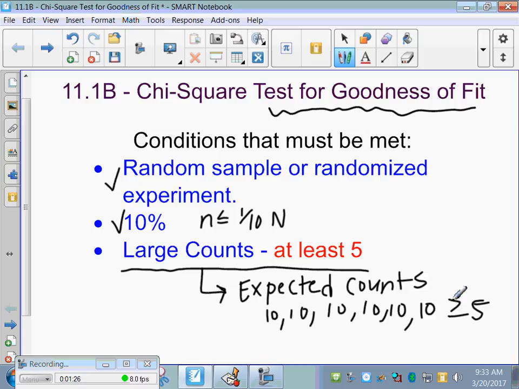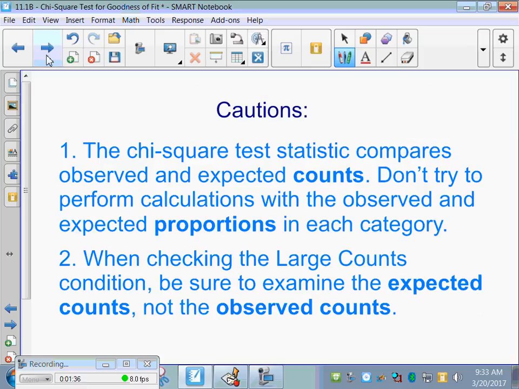And you have to show your work. The other place that is a common error is a lot of students just say all are at least 5, and they don't actually show the numbers. So you do need to show what those lovely numbers are. So cautions: the chi-square test statistic compares observed and expected counts. Do not use proportions, use counts. All right, so like 10 of them out of the dice. When checking large counts, we just talked about that. Use expected and not observed.